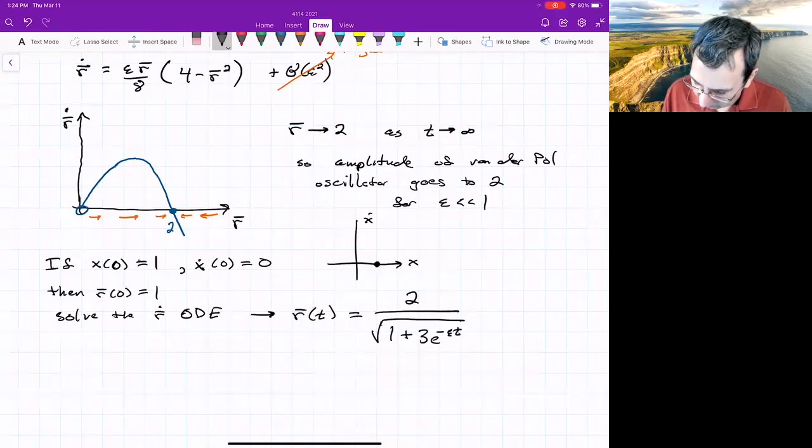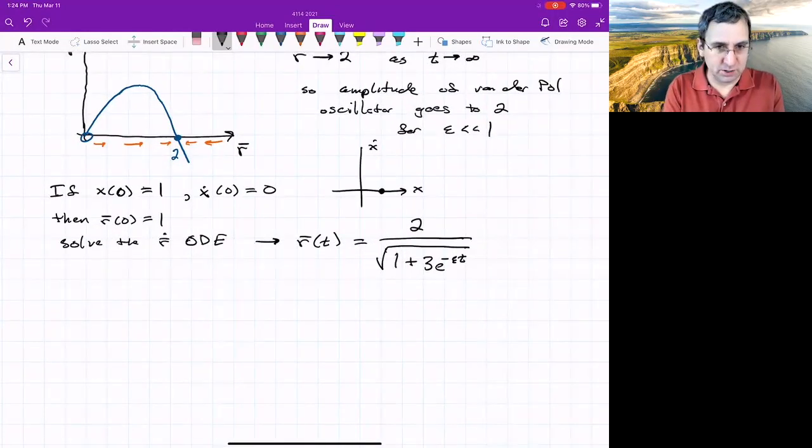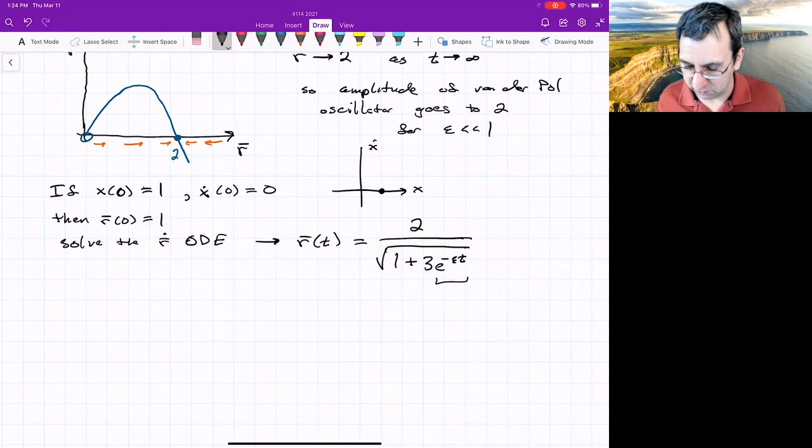So that negative epsilon t shows how slowly things happen. And for different initial conditions, you'll get something different. This shows that as time goes to infinity, this term becomes 0, and so we're just left with r goes to 2. We've only done the amplitude.